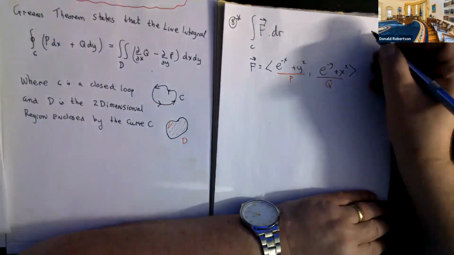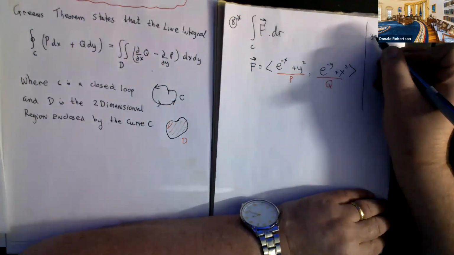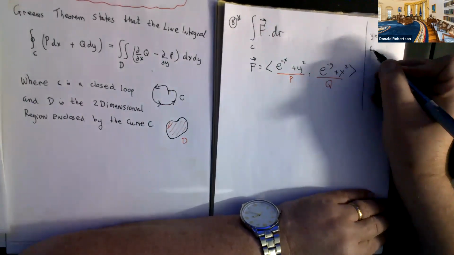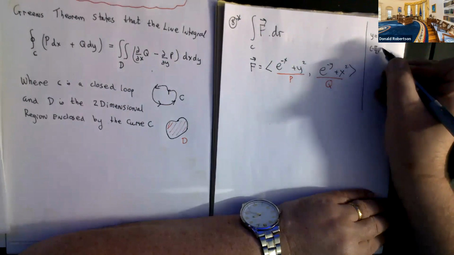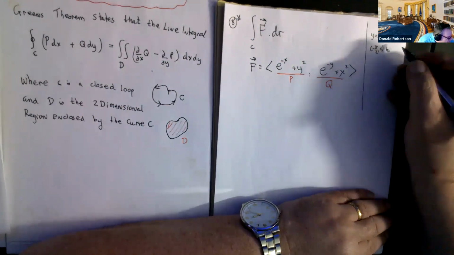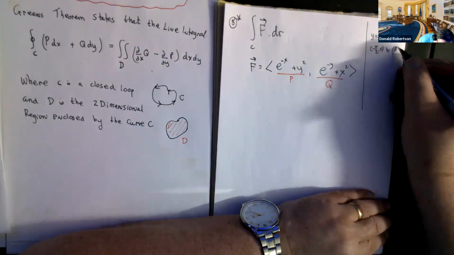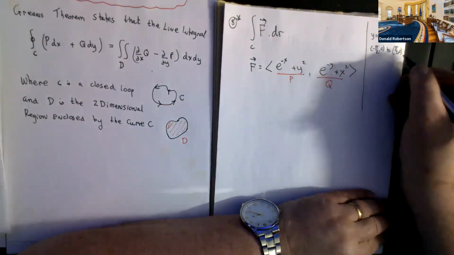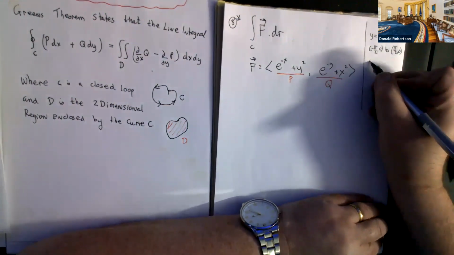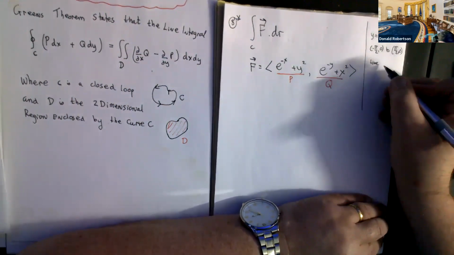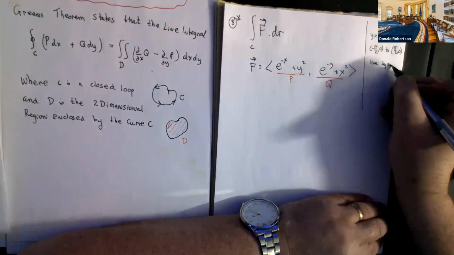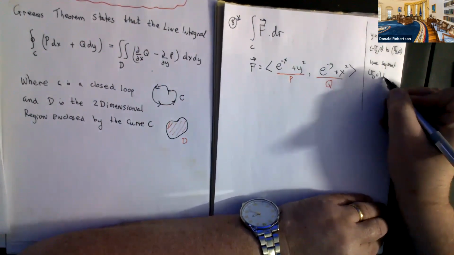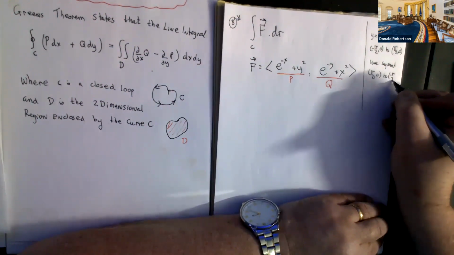Now, what does the C look like? Well, according to their instructions, it's the cosine x going from the point -pi/2, 0 to the point pi/2, 0. And then a line segment, which just means a bit of a line. And the line segment goes from pi/2, 0 to -pi/2, 0.